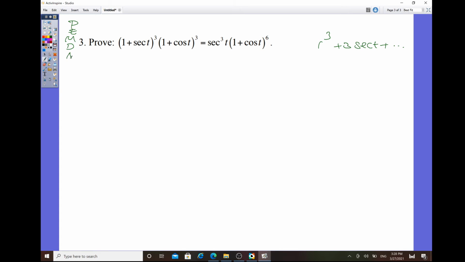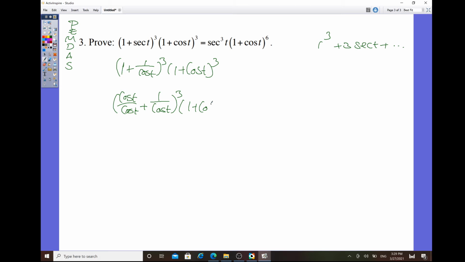So let's say that we do have a measure of an angle. We always want to evaluate secant of t first. Starting from secant of t, let's just rewrite it as cosine. So it's 1 over cosine of t. Another thing that we notice, 1 over cosine of t plus 1, we can actually combine them. We can put them all together. So this one could be considered cosine of t over cosine of t, because that's just 1, and then combine it with 1 over cosine of t. So that would be cosine of t plus 1 all over cosine of t. Then the whole quantity to the power of 3.